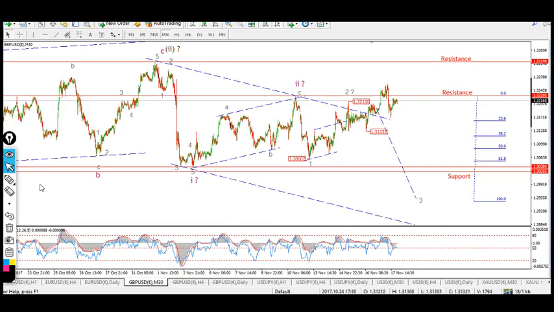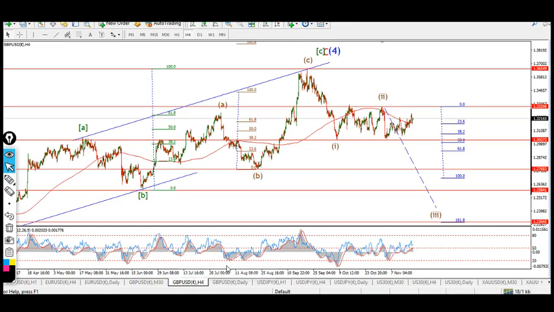Alrighty, so the rises in cable haven't been as convincing, let's say, as euro dollar. So I'm more comfortable with the bearish outlook on cable than I am on euro dollar, and I'll go through the reason for that. The decline off the high, when that high came in, we almost picked it to the pip, I think, and the decline off that high is a pretty damn impulsive structure.